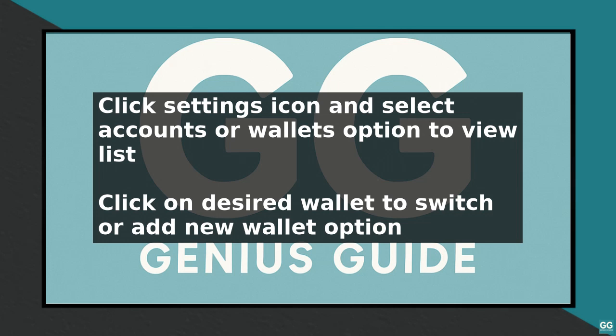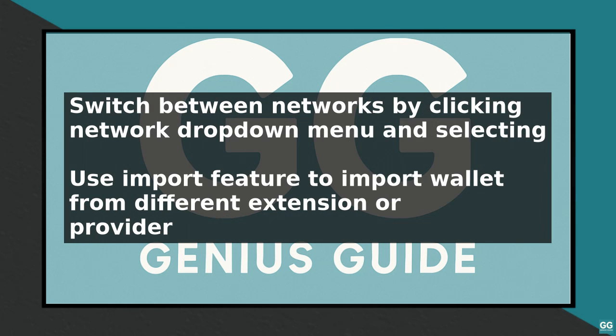To switch between different Phantom Wallet extensions, such as switching from the Solana network to a different blockchain, click on the Network drop-down menu and select the desired network. You can also use the import feature to import a wallet from a different Phantom Wallet extension or a different wallet provider. When switching wallets or networks, ensure you have the correct wallet address and private key or seed phrase associated with the wallet you are switching to.